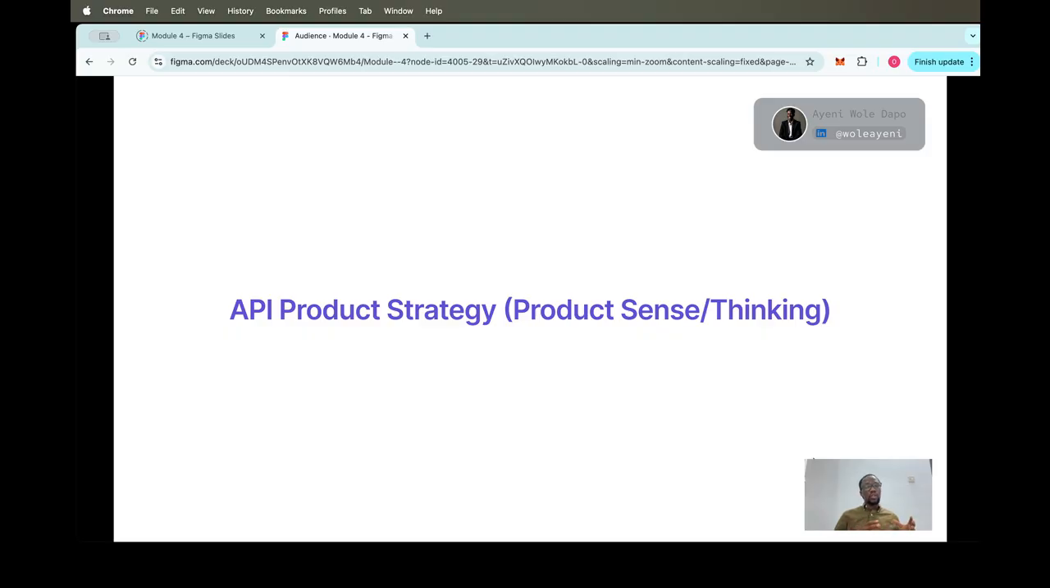In this section, we'll be talking about API product strategy. This is where we'll start talking about turning your business or your company's APIs into real products.